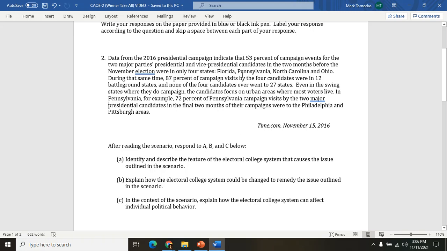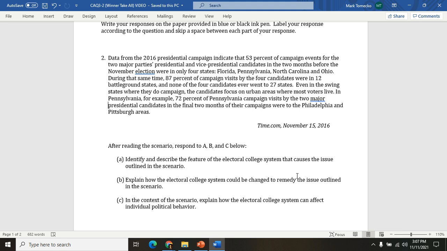And remember, there's a lot of information in here. You can quickly see there's some numbers in here, some data. But what we're trying to figure out is, what's the one specific issue that this scenario is giving us? So I'll read it and then kind of explain it to you. It says, data from the 2016 presidential campaign indicate that 53% of campaign events for the two major parties' presidential and vice presidential candidates in the 2 months before the November election were in only 4 states: Florida, Pennsylvania, North Carolina, and Ohio. Now, hopefully, you already see where this is going.